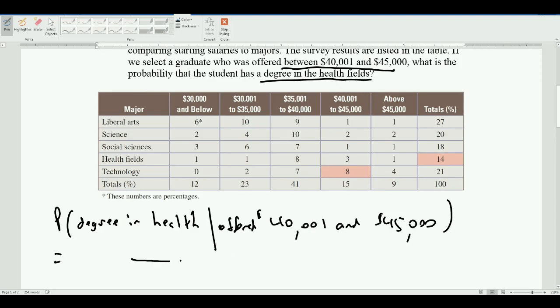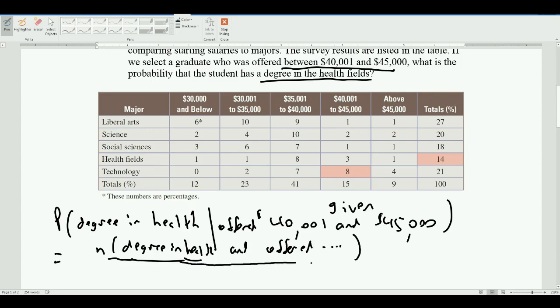So let's start with the given. Remember, this is the given portion, and that's what's going to go down here. So what goes up here is the number of people who have a degree in the health fields and, or intersection, offered, divided by the number who were offered $40,001 to $45,000. Looks complicated, but it's actually really not. I'm just using some wording to help you out a little bit. Maybe the wording will actually cause you problems. I don't know. Hopefully it'll help you a little bit.